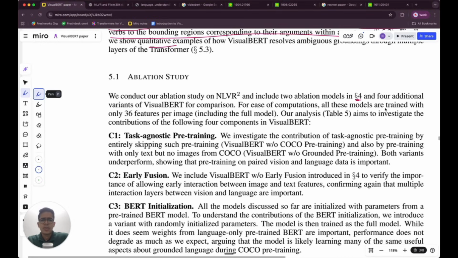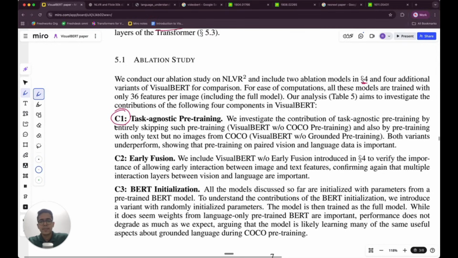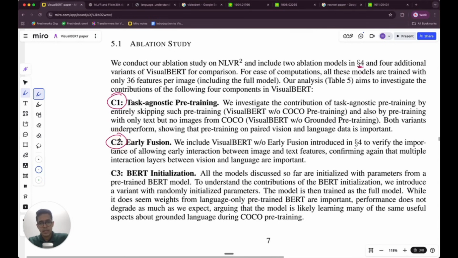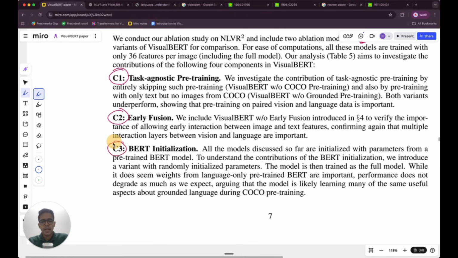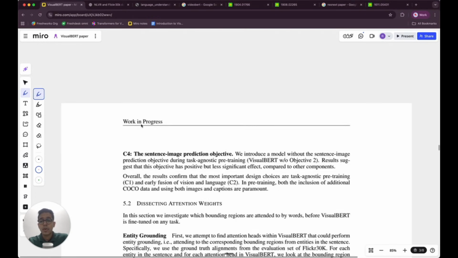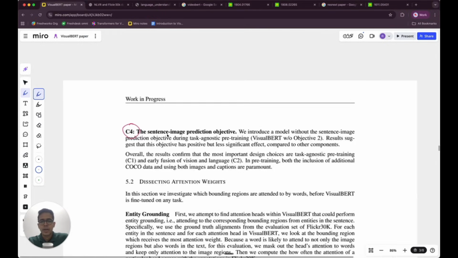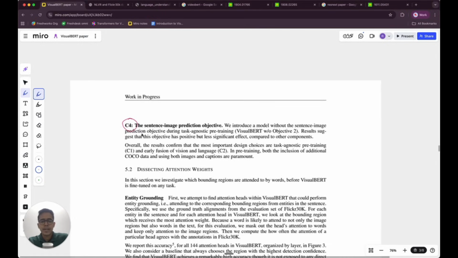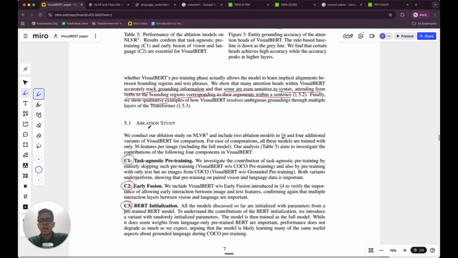For ease of computation, all these models are trained with only 36 features per image, including the full model. Our analysis table 5 aims to investigate the contribution of the following components. So one component is task agnostic pre-training. Another component is early fusion, whether the image should be available from the first transformer block itself or not. Third is BERT initialization. I mean, we know these tasks already. Fourth is sentence image prediction objective. Okay. This is the objective specific fine tuning, I think. Okay. So we'll see what is the importance of these 4 things.